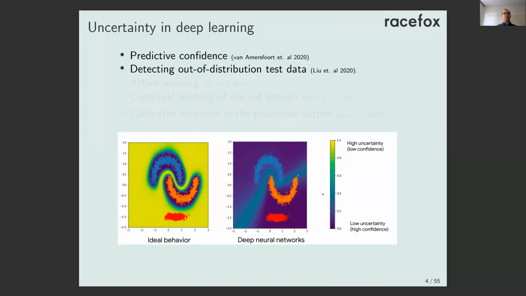And why is this important? That is important, especially when you have test data, which is the red case here, that comes from a distribution that was never part of your training data. And in that case, your predictive model should say, hey, I have never seen this. And the way to express this is by having a very high uncertainty, which is modeled by a probability distribution.